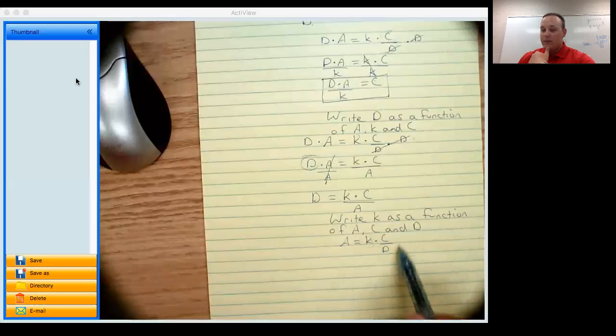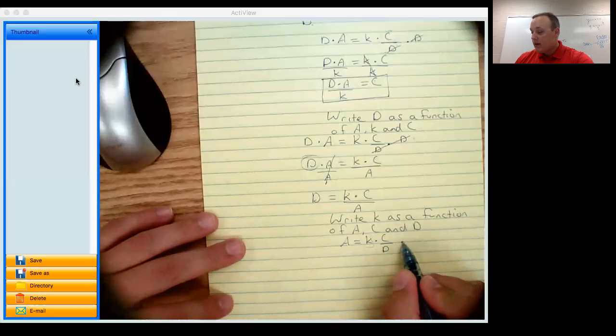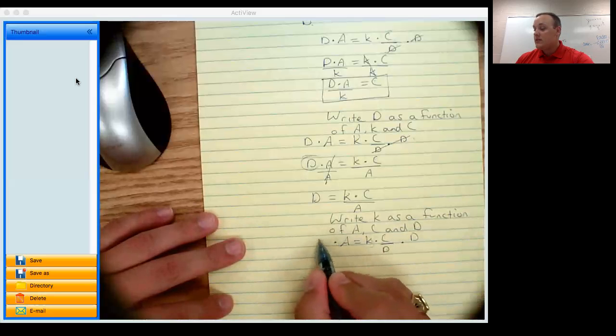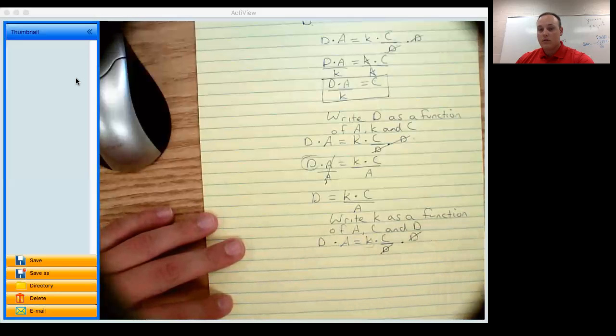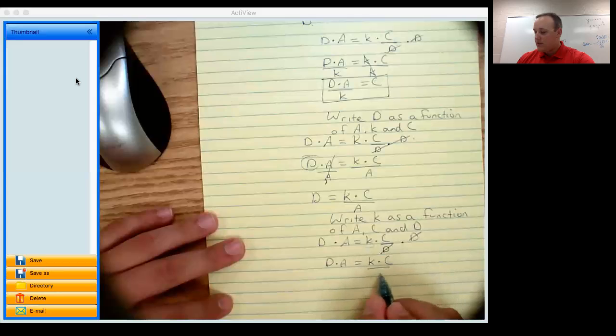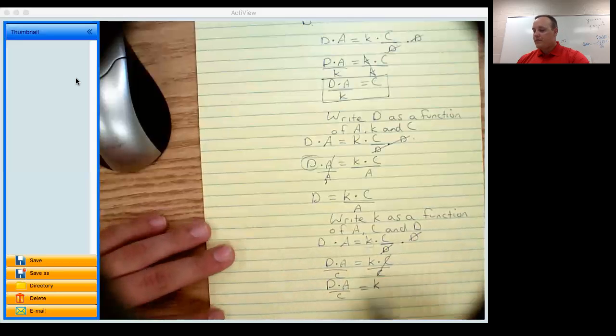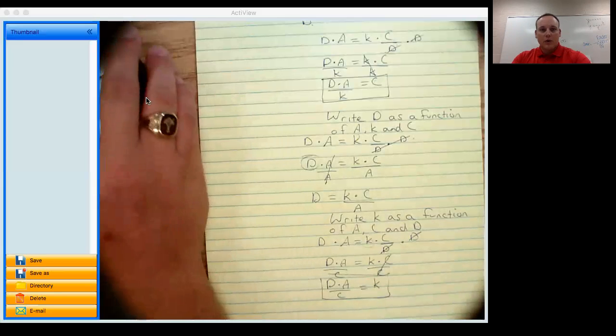So let's get rid of C and D then. So how do I get rid of those? Multiply by C. It's division by D, so multiply by D, because remember, multiplying by C would mean it's C squared. Okay, so my D's cancel out. All right, so now I have D times A equals K times C. Then divide by C on both sides. D times A divided by C equals K. Wonderful. All right, I'm going to stop the recording there.